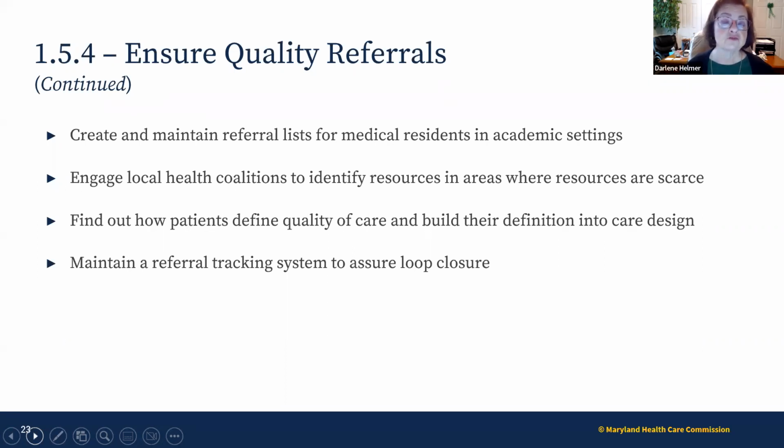And make sure that the referral tracking system has a loop closure so that the loop really flows all the way around: referring doctor, patient, referral, referring doctor, patient, referral. Next slide, please.